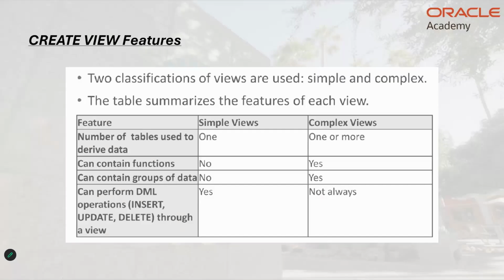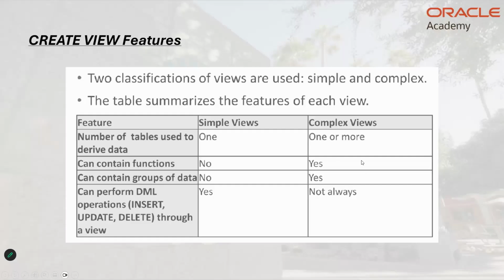All right, there are two classifications of views: the simple and the complex, and these are kind of the separation of the two ideas of creating a view. And it's pretty simple. A simple view is usually just one table. It doesn't contain functions. It doesn't contain groups of data. And you can perform DML, so insert, update, delete. So generally, if you're in a pretty complex or pretty large database scenario, you're creating simple views.